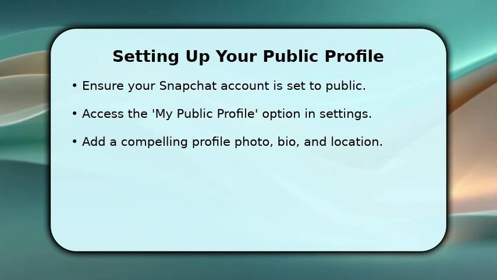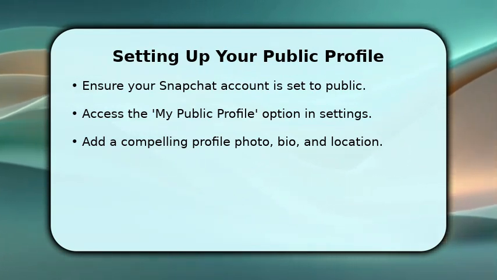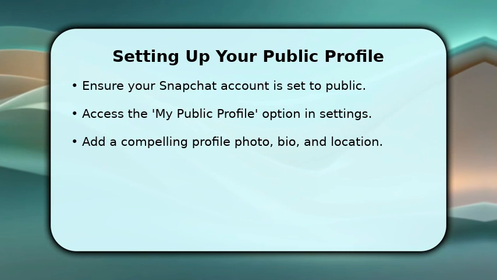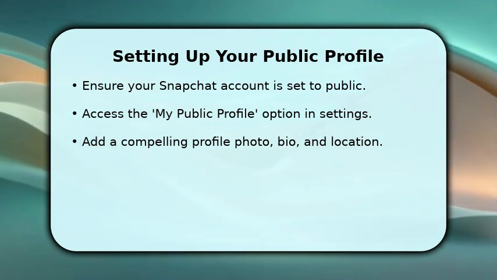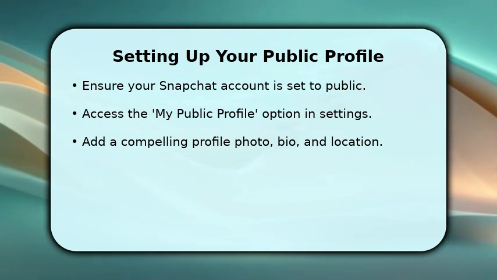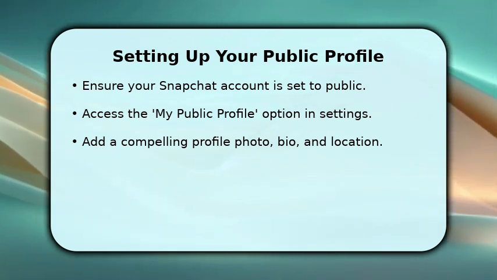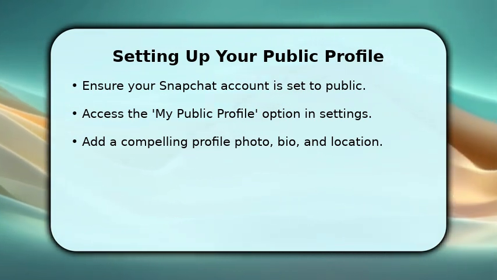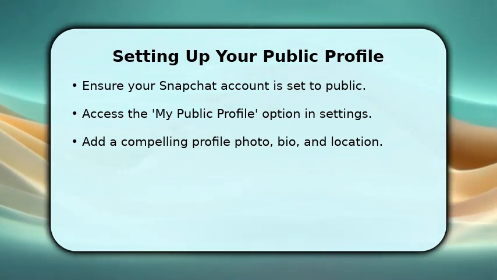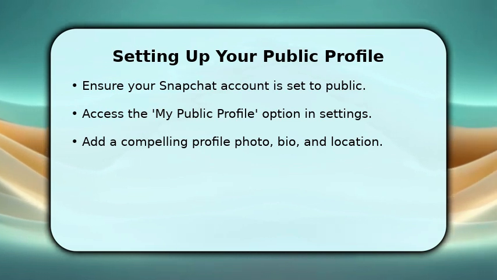First, make sure your Snapchat account is set to public. Then, navigate to your settings and look for the My Public Profile option to begin setup. Here, you can add a clear profile photo, write an engaging bio, and specify your location. Don't forget to link your other social media accounts. This helps people discover you across platforms and boosts your overall presence.